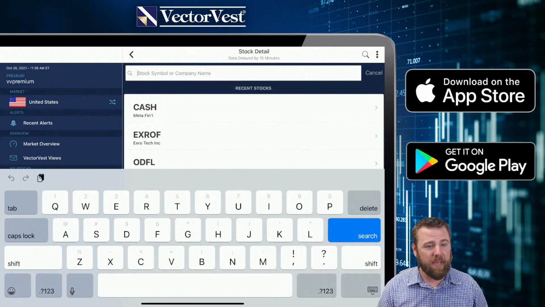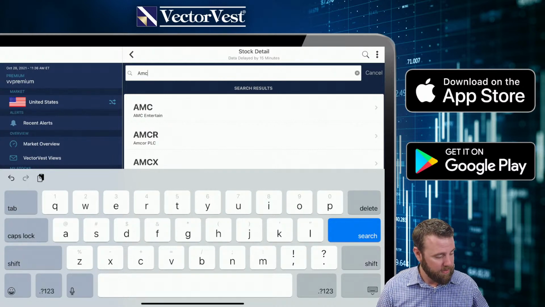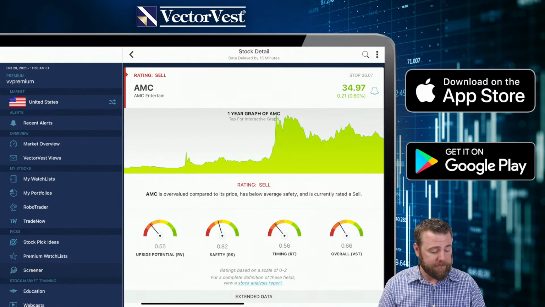Let's see what we have here. AMC, all right? AMC, poor long-term potential, a lot of risk. It is in a steady decline right now. Overall, the stock is not favorable. Now, this is one of the popular meme stocks, so let's talk about this a little bit.